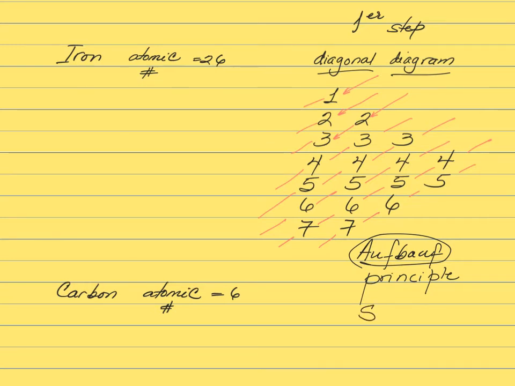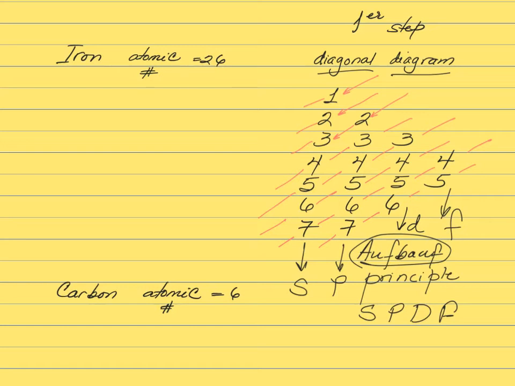S has less energy than P. S and P have less energy than D. S, P, and D have less energy than the F orbital. And that's why you have to create this diagram over here. The first line represents the S orbital, the second line the P orbital, the third line the D orbital, and the last one the F orbital.